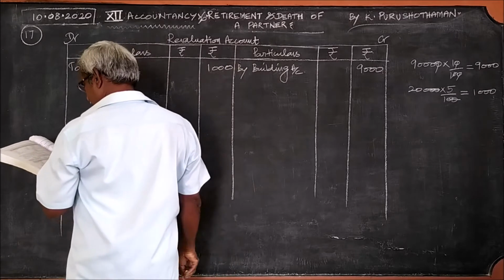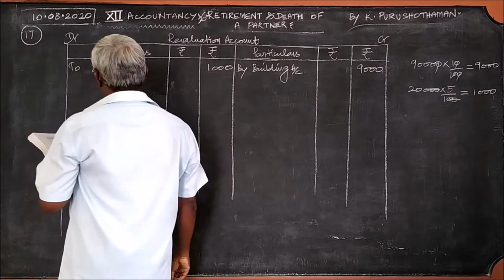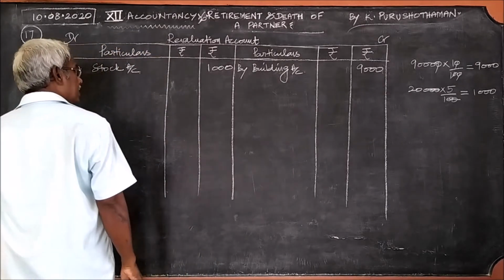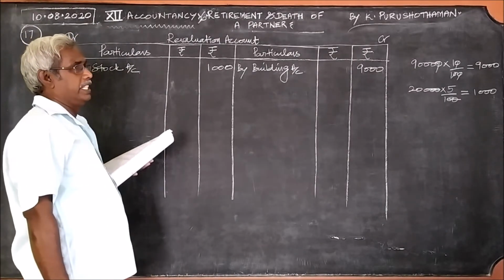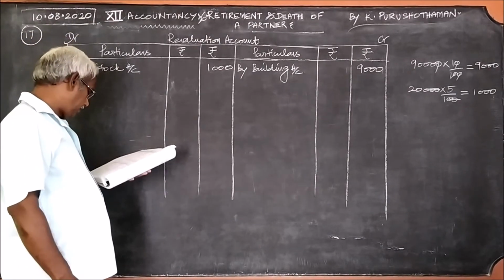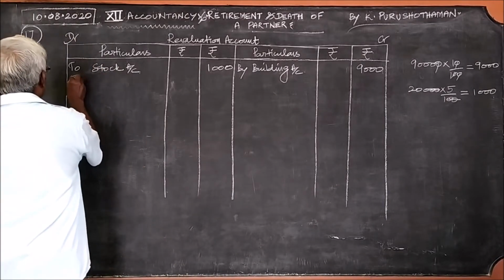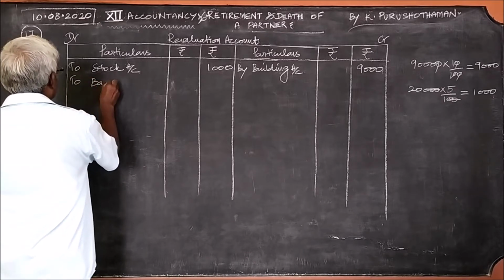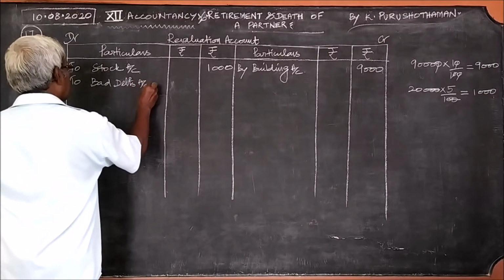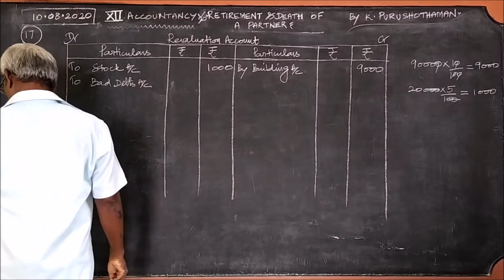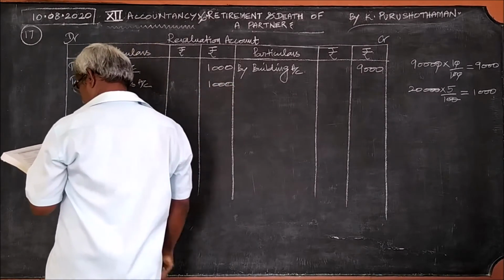Then third item, provide rupees 1,000 for bad debts. The amount is given, not the percentage, therefore we can write straight away. Only thing, we should find whether it is a profit or loss item. You know, bad debts is a loss, so it is a loss item. To bad debts account. The amount is 1,000. Right.